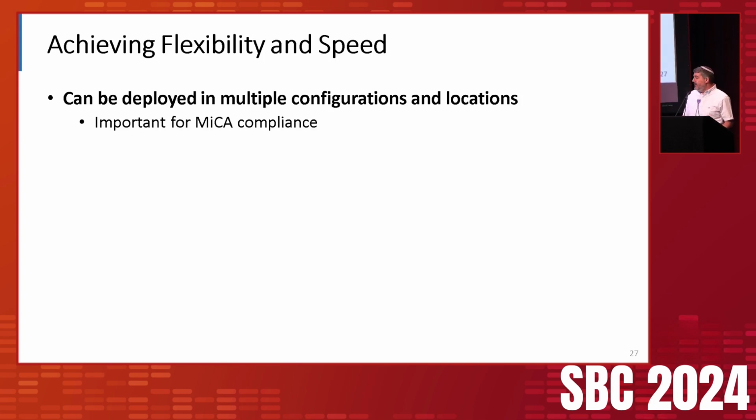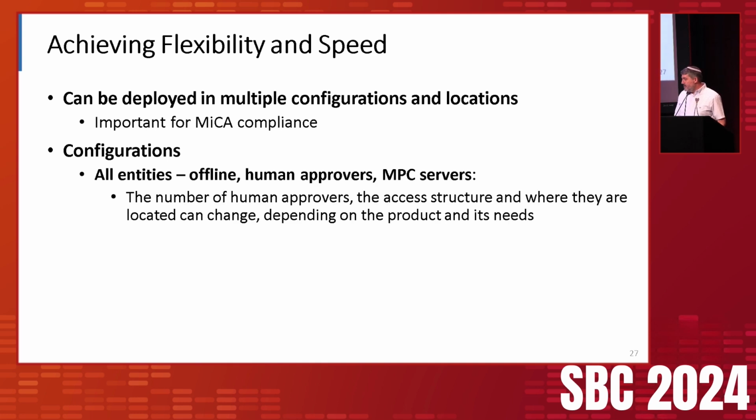How do we achieve flexibility and speed in this? We can deploy the system in multiple configurations. And this is also important for MiCA compliance, because we can put some of these entities in different countries and therefore ensure that without that country's approval, you won't be able to carry out an operation. So here are some configurations. You can have all of the entities, which is what I showed until now. You have an offline environment, human approvers, and MPC servers. But the number of human approvers and the number of MPC servers, the access structure, and the location of those human approvers can all be very different depending on what you need.